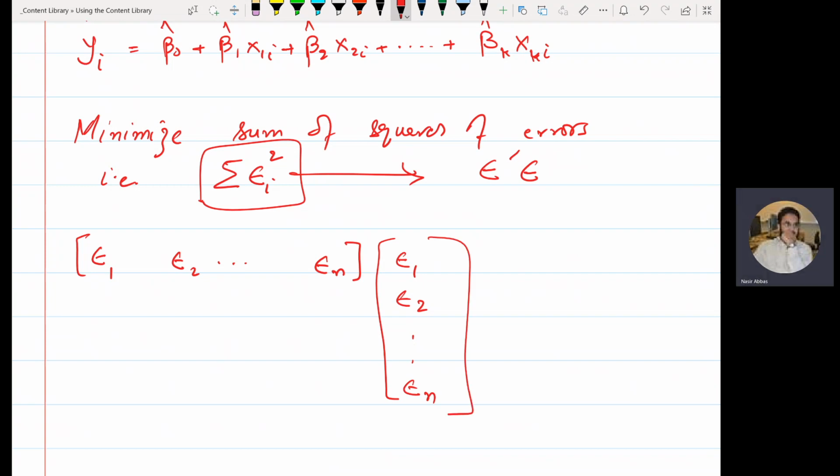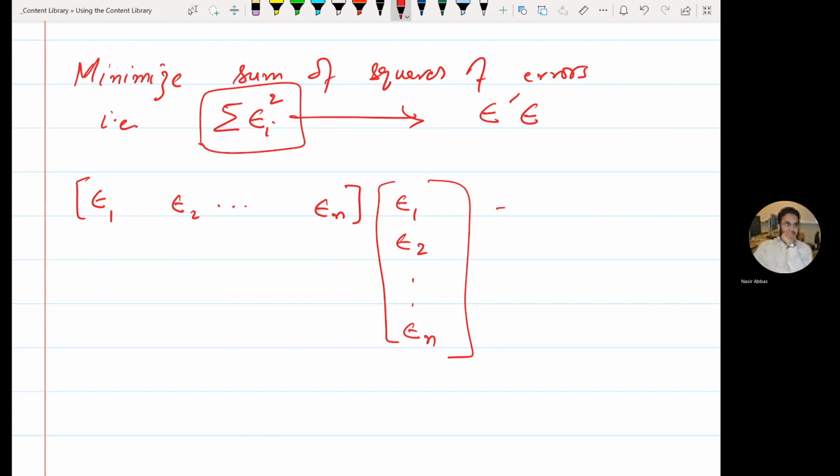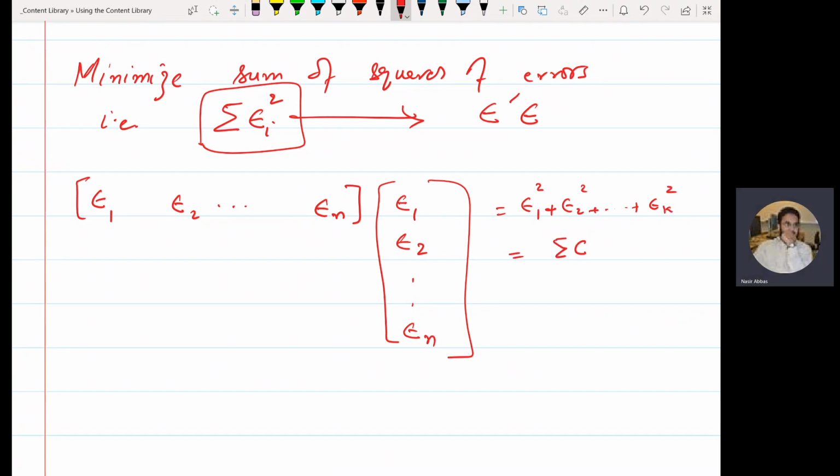If you multiply epsilon prime with epsilon, what do you get? You get epsilon 1 square plus epsilon 2 square plus all the way up to epsilon n square, which is basically summation epsilon i square. So epsilon prime epsilon is the same thing as summation epsilon i square. This is basically also SSE. The result will be 1 by 1. Epsilon prime epsilon will be a 1 by 1 because it's 1 by n into n by 1. So the result will be 1 by 1.